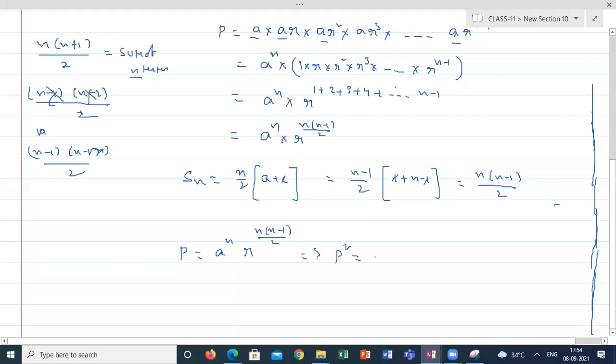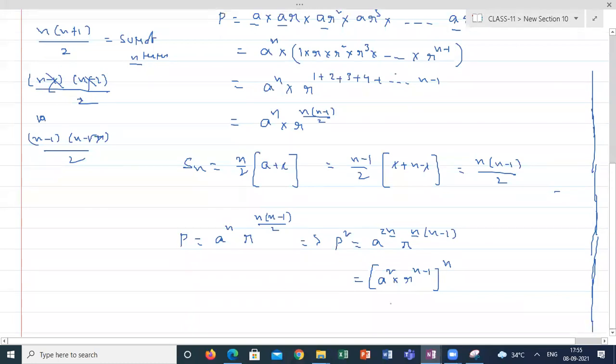I need the P square value. This is A power 2n, R power how much? n into (n minus 1) by 2, into 2, is n into (n minus 1). So here n is common for both the terms: A square into R power (n minus 1), whole power n. This A square can be written as A into R power (n minus 1), whole power n.